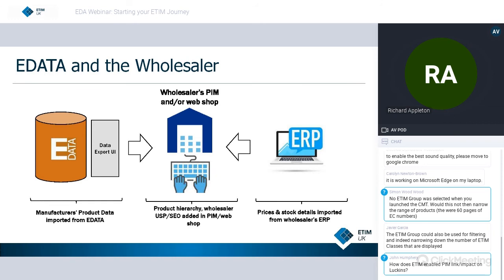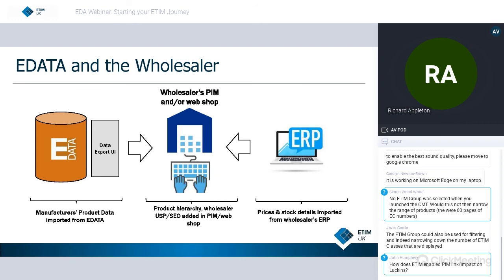It will be matched with and supplemented with other customer-specific data, or data that's specific to that wholesaler, so prices, stock details, customer details, and so forth, all of which they could source from their ERP system, and perhaps further embellished to bring out their own unique selling points, or add some search engine optimization within the PIM system. All of that together would provide very powerful e-commerce friendly data to power their websites, and that could be a central resource which could feed a number of websites.